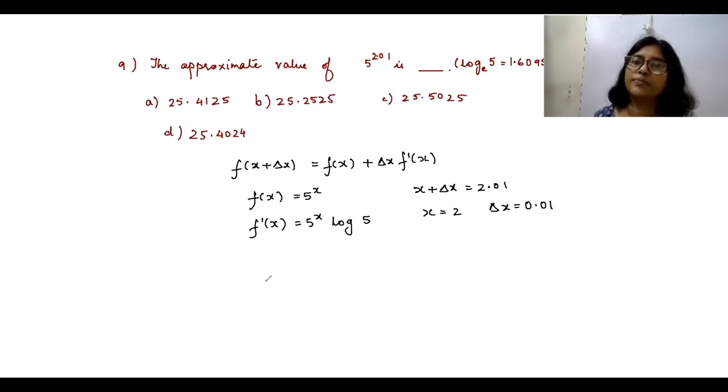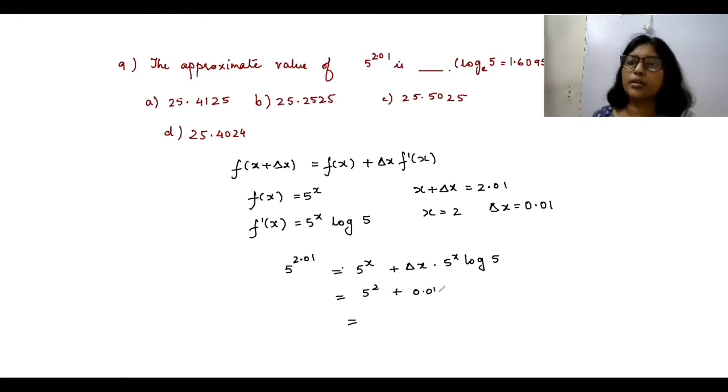Applying the formula, it is equal to 5 raised to x plus delta x, and f dash x is 5 raised to x into log 5. So put x value as 2, delta x is 0.01, and log 5 is 1.6095. Now you need to calculate this. Take 25 common.